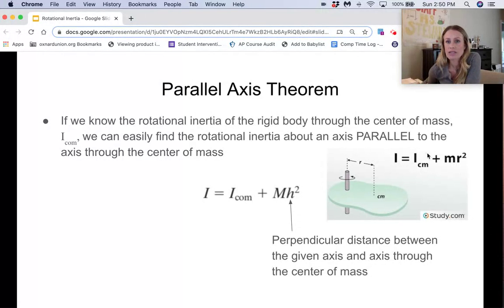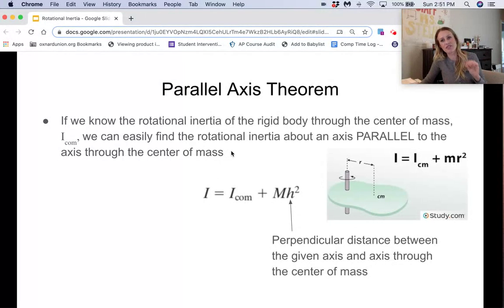So usually you're either given this rotational inertia through the center of mass, or you're given that it's a disk, or it's a hoop, or it's a blank. And so you know that the rotational inertia of a hoop through the center of mass is mr squared. You know that the rotational inertia of a disk through the center of mass is 1/2 mr squared. So that's what you would plug in here, and then sometimes they'll give you the perpendicular distance for your r or your h as well. And then m, of course, is just mass, okay? So this is the parallel axis theorem.